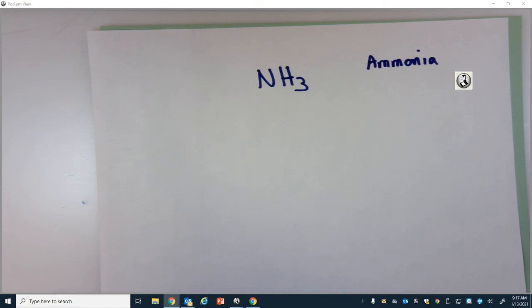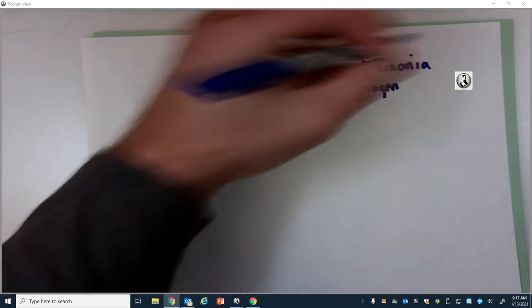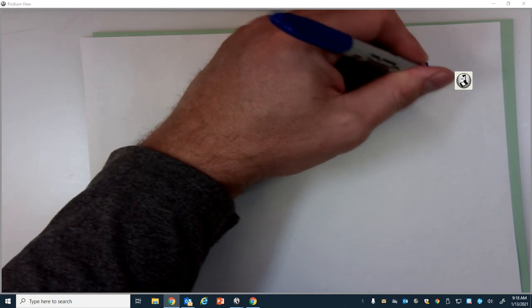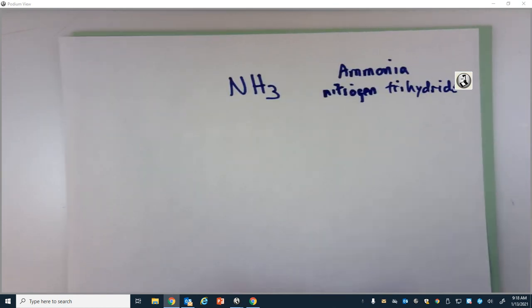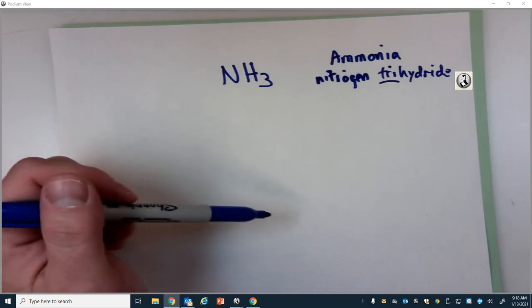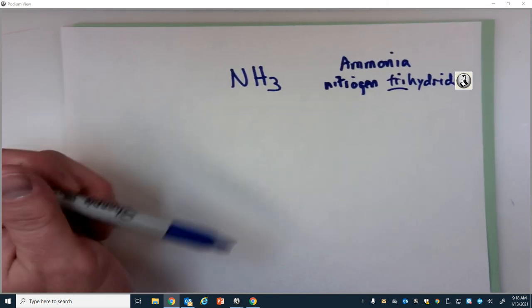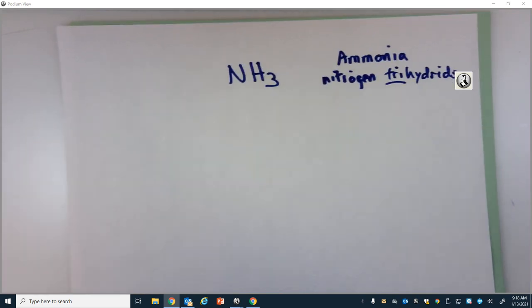Its scientific name is nitrogen trihydride. Because it has the prefixes in it, that should clue you in that this is a covalent compound. So we don't have to do electronegativity differences because I'm telling you its name. But we call this ammonia. I'm never going to call this nitrogen trihydride. It's like calling water. Technically water is dihydrogen monoxide, but we call it water. It was named that way before the naming rules came out.